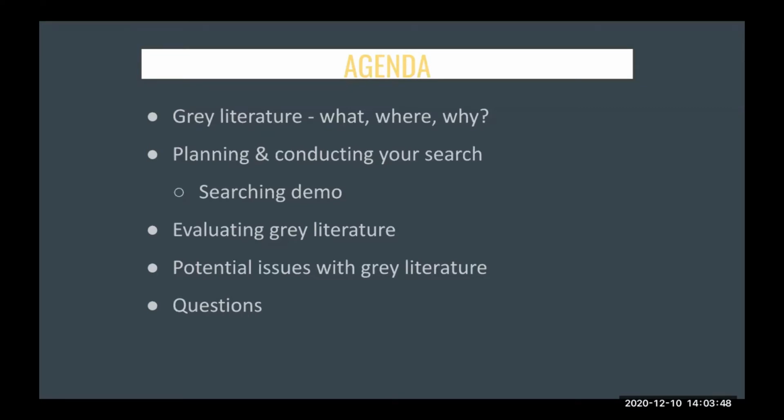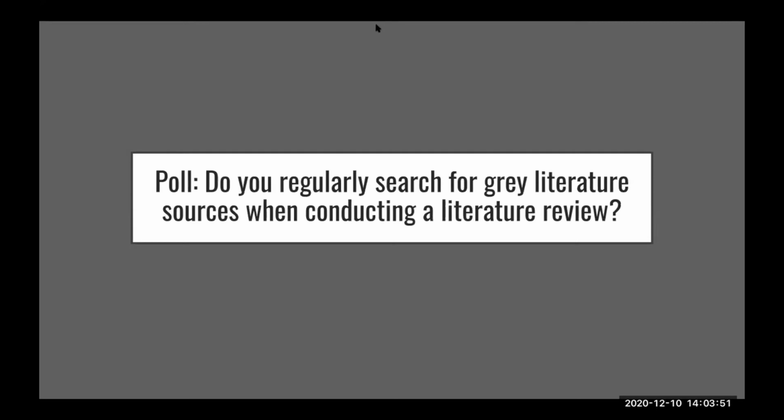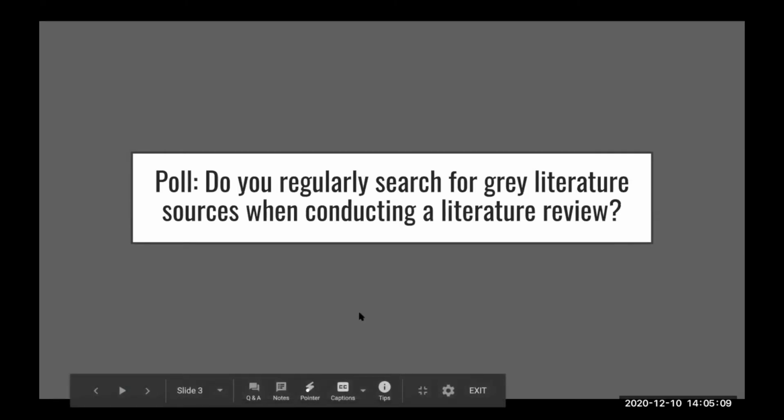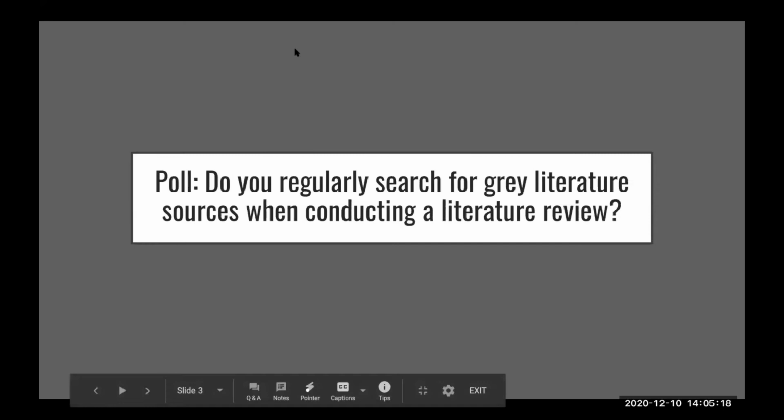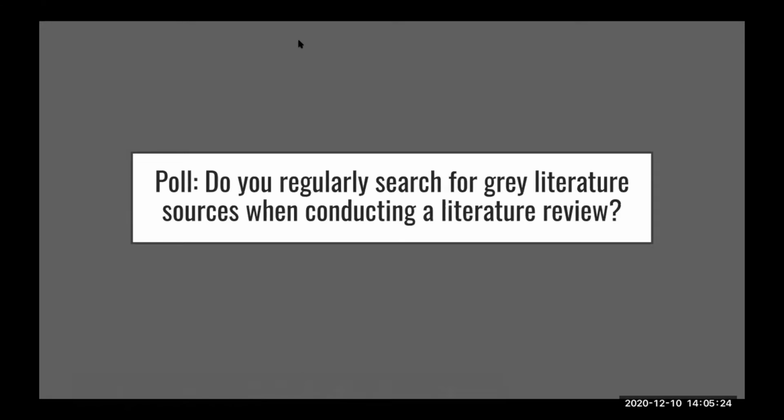But I wanted to start with a poll today. Do you regularly search for gray literature sources when conducting a literature review? Okay, so I'm going to end the poll. It looks like we have pretty even answers across the board: yes, no, and unsure. This isn't super surprising to me. Gray literature can be a little murky to navigate, but I hope that by the end of the session, you'll all feel a little bit more confident about incorporating it into your research, or at the very least have some tools and resources that can help guide you.